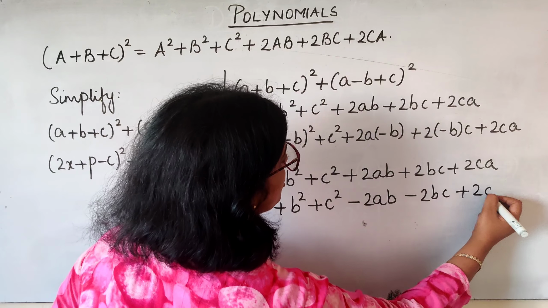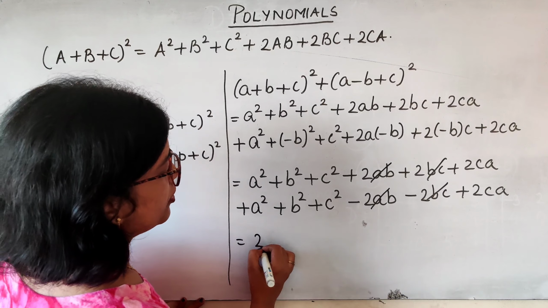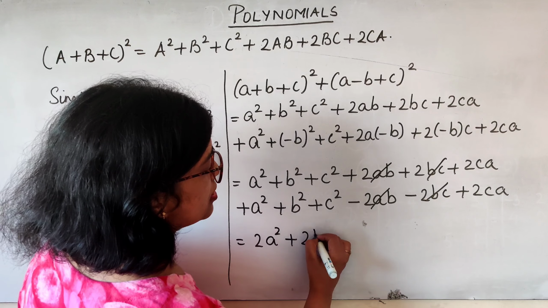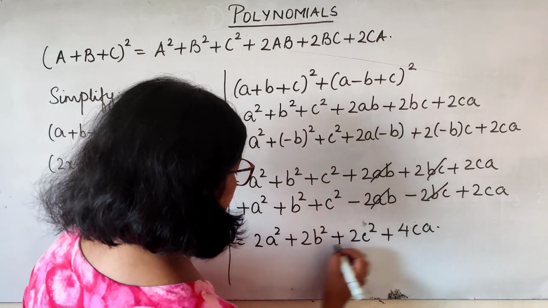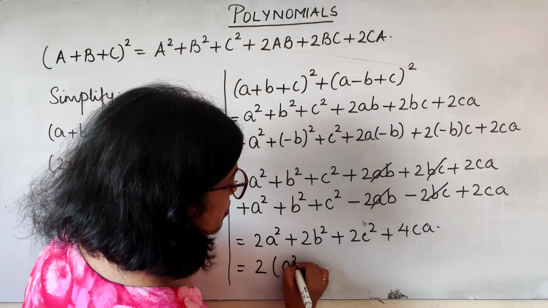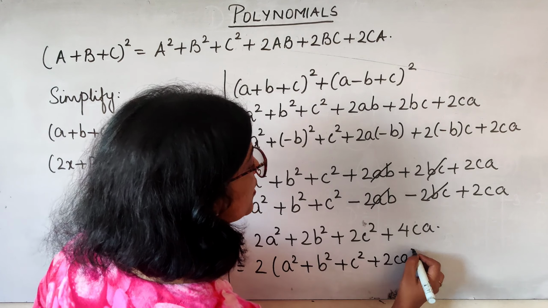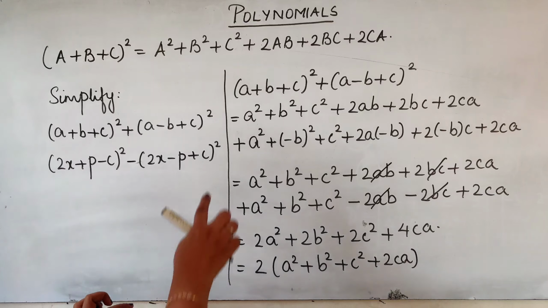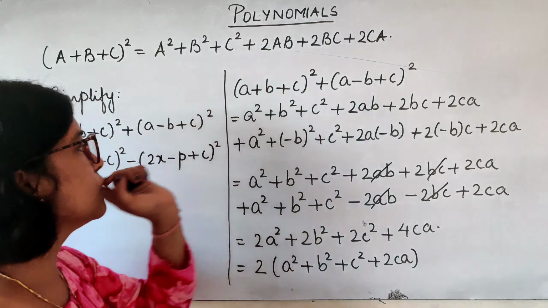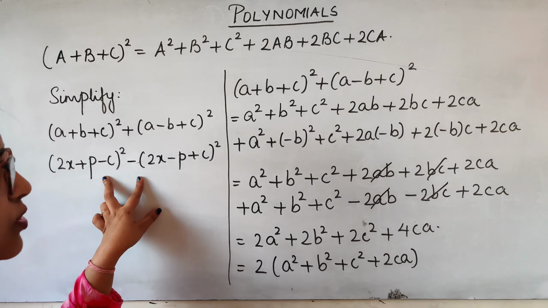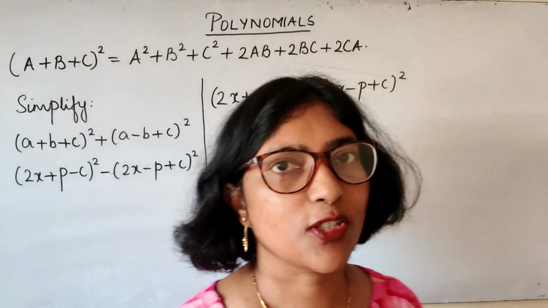So on simplification, you will find that you have 2a square plus, so you add the like terms and you will have this. You may take 2 common. So this is the expanded form, or rather simplified form, of a plus b plus c whole square and a minus b plus c the whole square. Now in the same way we can do this. Let's go to the second one now. So let's take up the next question.